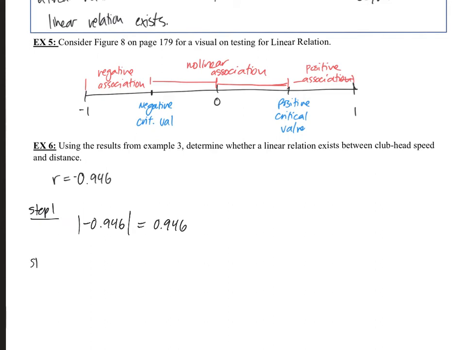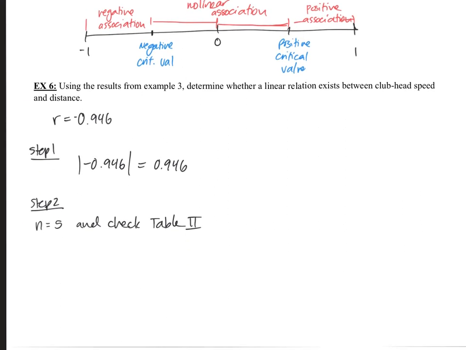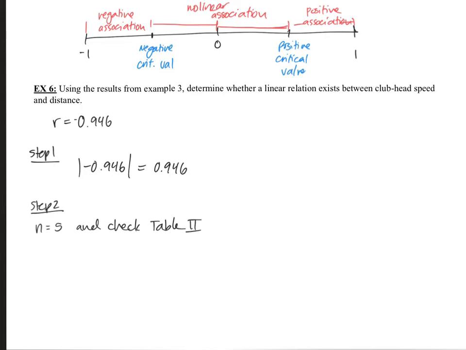Next, step 2, find n. So our sample size was 5, and check table 2 in Appendix A, which I mentioned I will make a video on. So table 2 in Appendix A, I'll just go ahead and write down what it says. For your n value of 5, it says that our critical value is 0.878. So this is mentioned in the table, which once again, I'll make a video on how to look at that. So in the table, my critical value is 0.878.